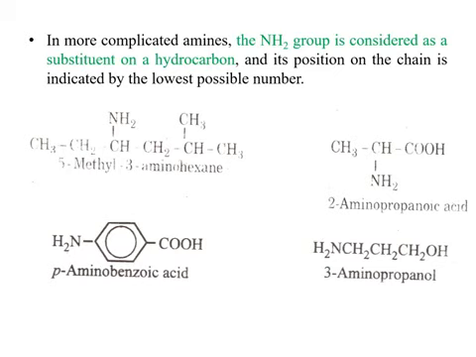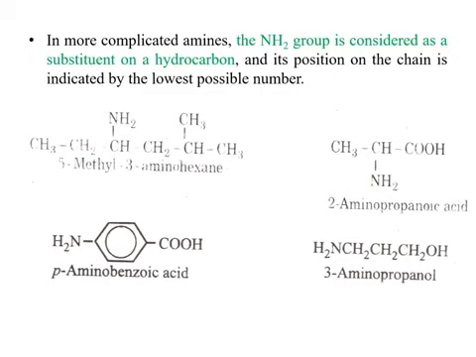In more complicated amines, the NH2 group is considered as a substituent on a hydrocarbon, and its position on the chain is indicated by the lowest possible number, like this one, 5-methyl 3-aminohexane. This is a complicated example, so it's not easy to name this molecule. That's why amino is taken as a substituent.